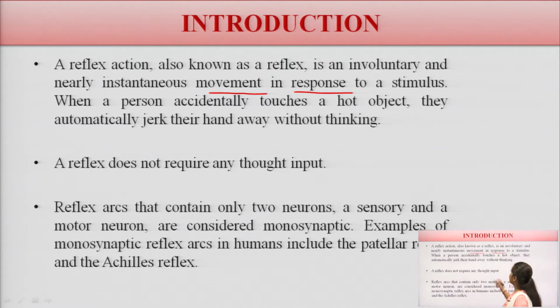Now, this is an example: when a person accidentally touches a hot surface or a hot object, they automatically jerk their hand away from that surface without any thinking process. They won't think whether to remove it or keep it there. Just like when you go into some area and suddenly a very bright light comes on, your eyes will blink immediately. These are the kinds of reflex actions where there is no time for a thinking process. It's just the reflex actions of the body.